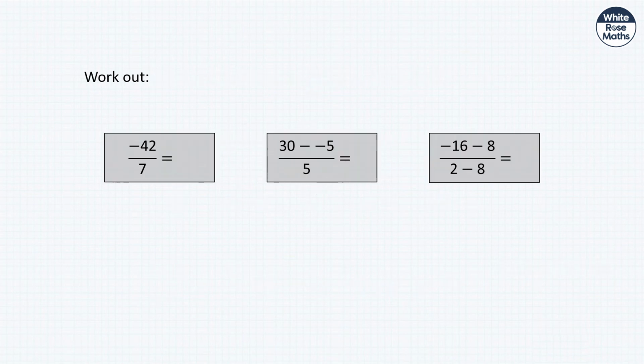Okay, work out the following. So negative 42 divided by 7, well, that'll be negative 6 because the signs are different. 30 subtract negative 5 will be 30 plus 5, so that'll be 35 on the top, because I'm subtracting a negative, so the sign becomes an addition. 35 divided by 5 is equal to 7, guys. Okay, this next one, negative 16 subtract 8 is going to be negative 24. 2 subtract 8 is going to be negative 6. Negative 24 divided by negative 6 is going to equal the number 4, guys.